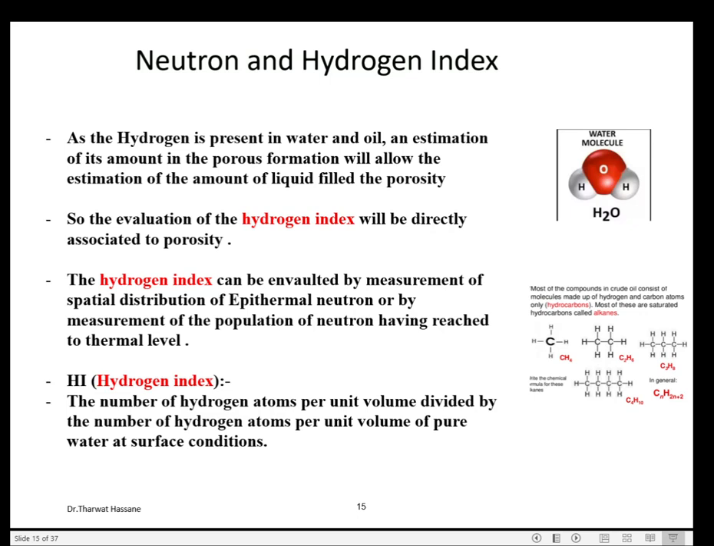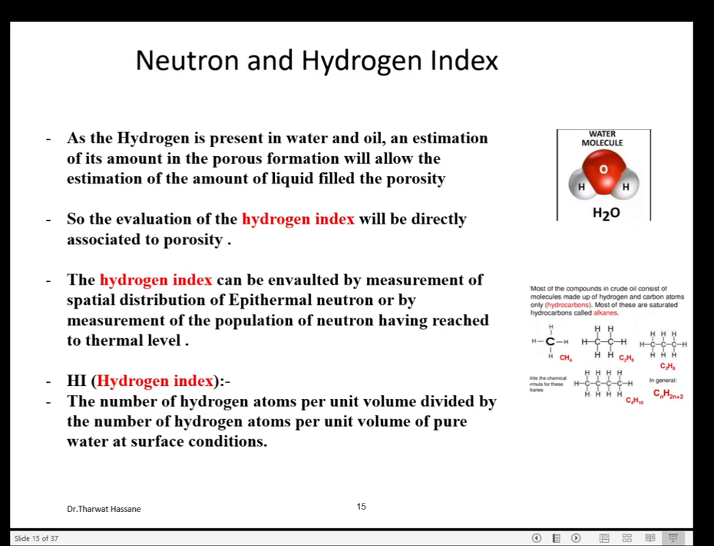Okay, so the neutron and hydrogen index. If you imagine the porous space, what is in it? The porous space has a fluid. What is this fluid? It might be water, it might be oil, it might be gas. Yes, that's right. Water and oil both have hydrogen. A molecule of water is H2O, that means you have hydrogen, and the chain structure of oil will also have H, hydrogen. But gas doesn't have hydrogen in this case.